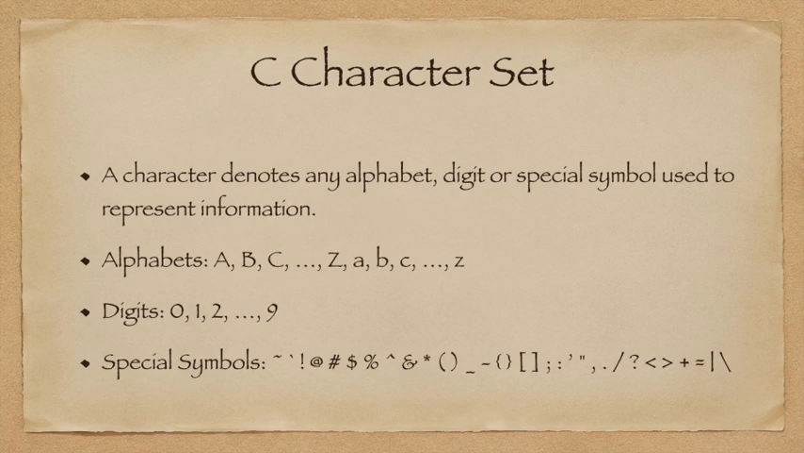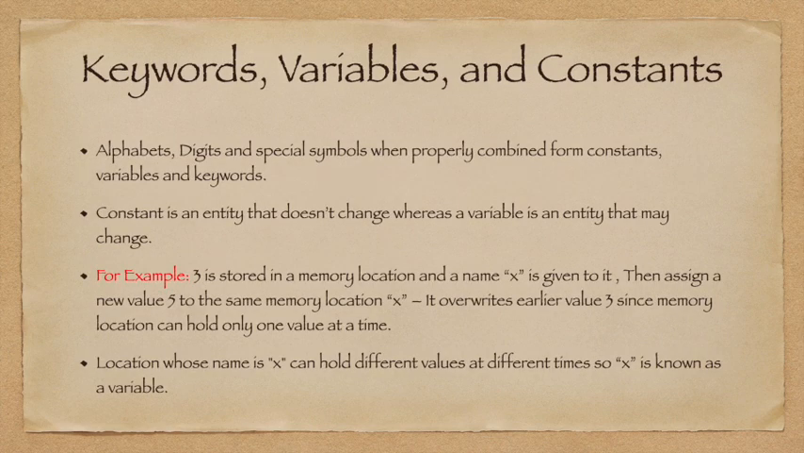The C character set consists of alphabets, digits, and special symbols used to represent information. By alphabets, we mean uppercase A to Z and lowercase a to z. Digits involve 0 to 9, and special symbols involve all other symbols that are there on our keyboard. Alphabets, digits, and special symbols, when combined properly, are capable of forming constants, variables, and keywords.